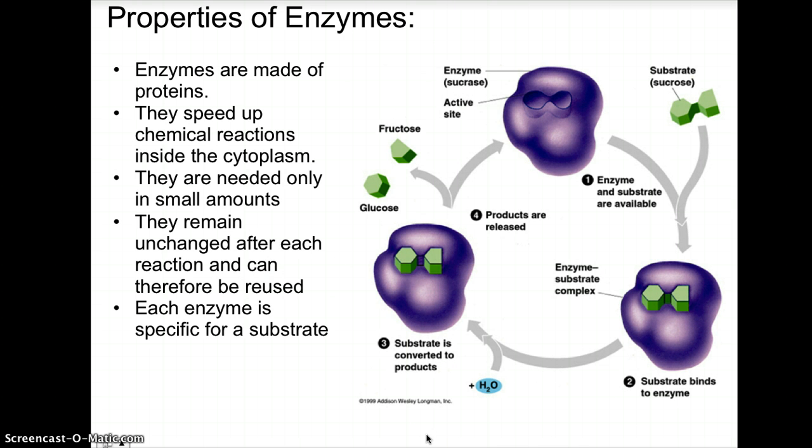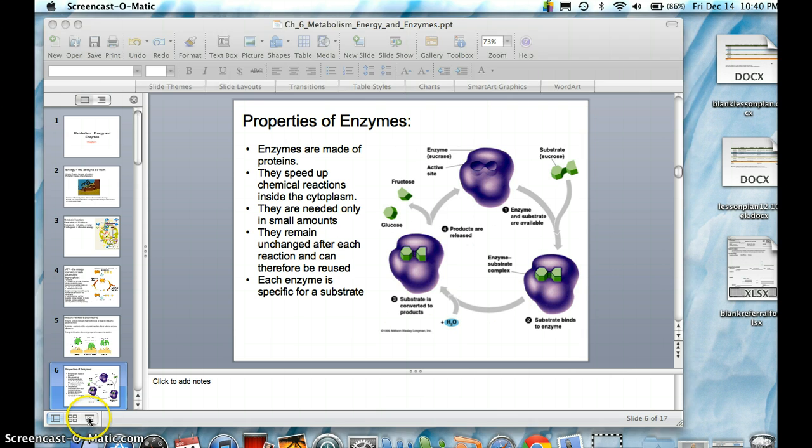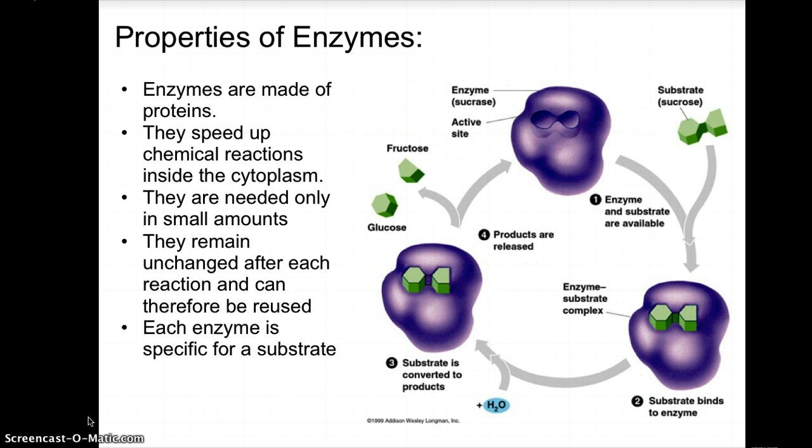So if you look here we see that enzymes are made up of proteins. They speed up chemical reactions inside the cytoplasm. They are needed only in small amounts. They remain unchanged after each reaction, can be therefore reused. So they are not consumed in a chemical reaction. They can be recycled and reused and reused. And more importantly, each enzyme is specific to its substrate. So each enzyme carries out its own individual part of a chemical reaction within an entire metabolic pathway.